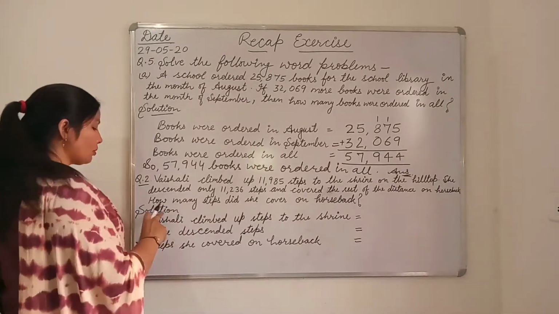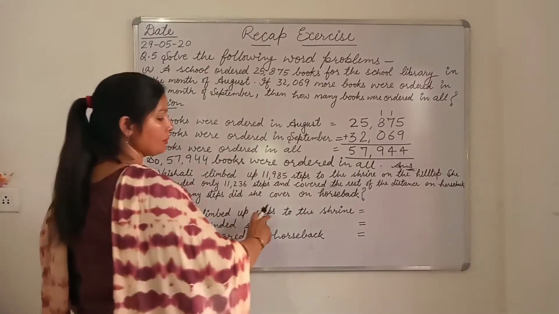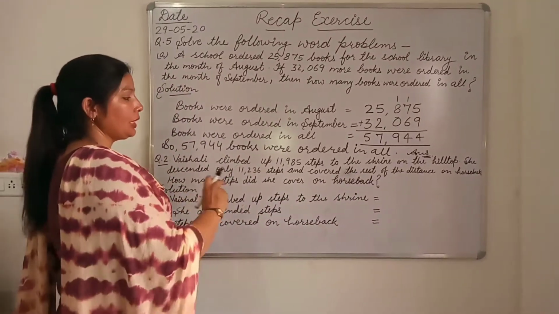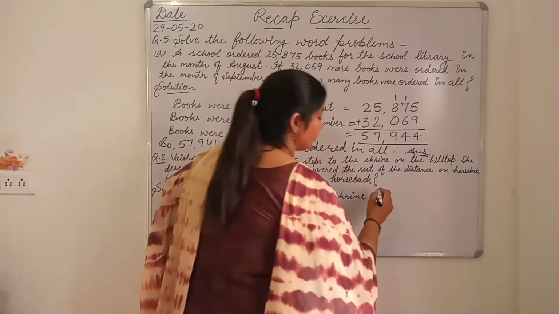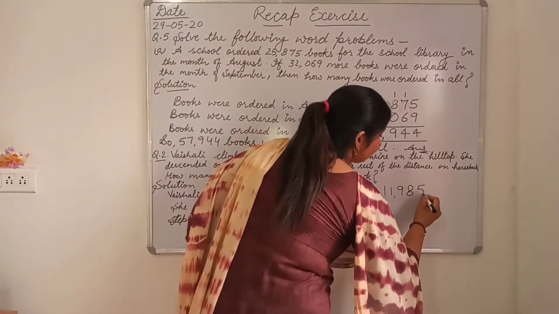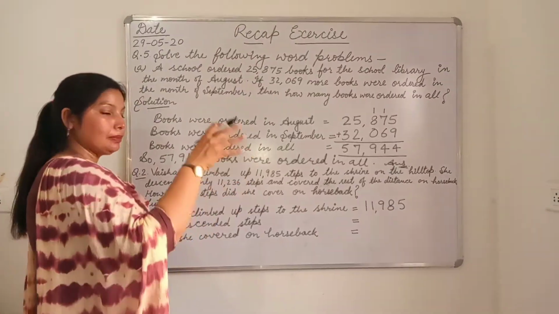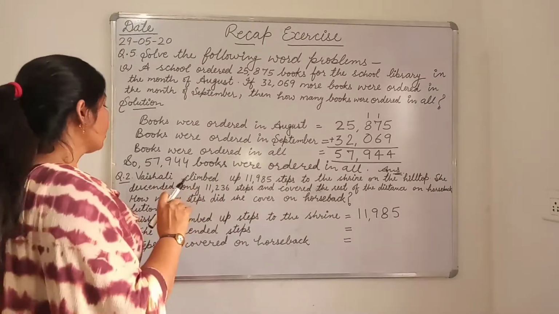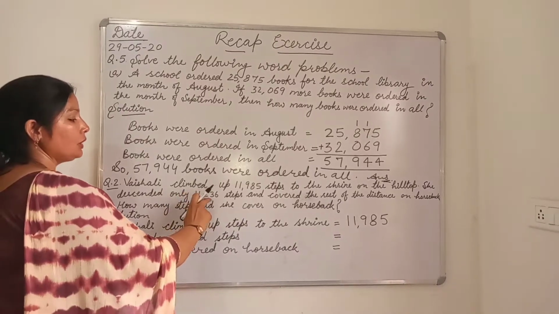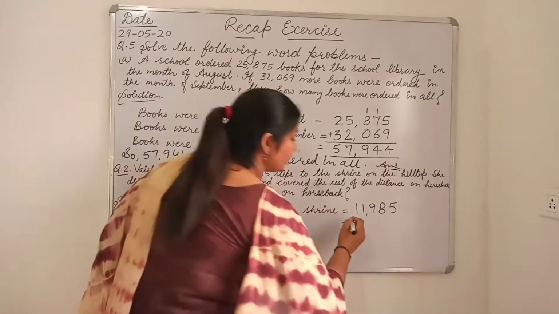Okay, so now we should start the solution. It is given, Vaishali climbed up steps to the shrine, till the temple. How many steps did she cover? 11,985. Total steps are these. That many she climbed, so that means that many she will come down also. How much did she come down? She descended only 11,236 steps.